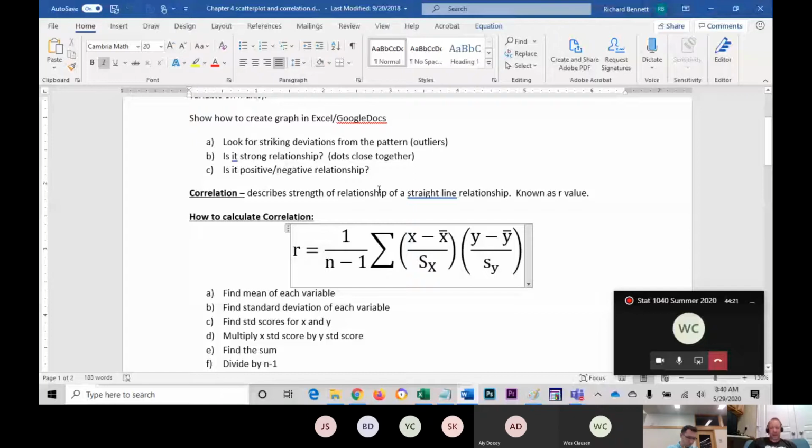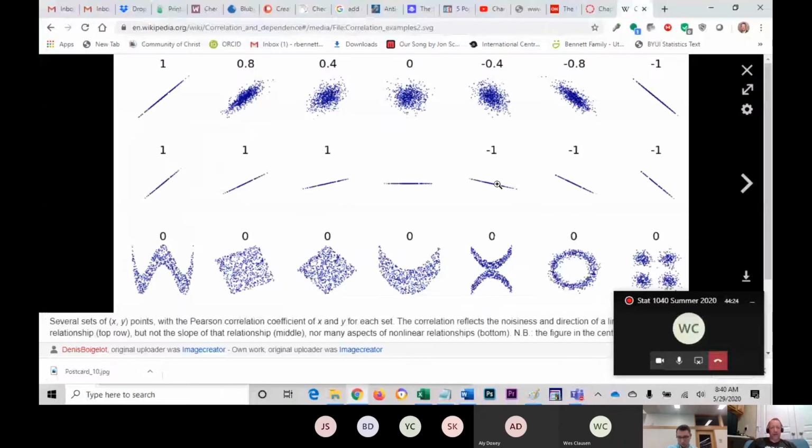But the idea here is this formula for the correlation coefficient, we always use the letter R to represent the correlation coefficient. R always assumes that we're looking at a straight line correlation, okay? Now, the problem is, let's look at this bottom line here.